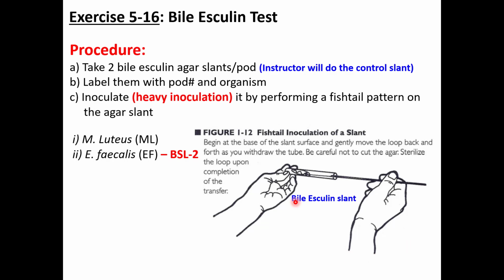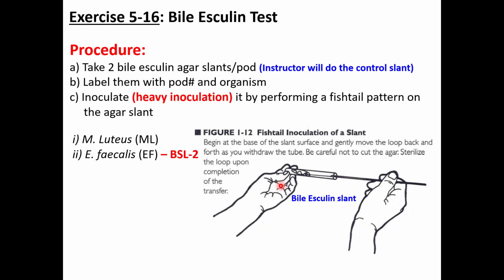So this test would be very simple. We would take two slants. These slants for bile esculin look brownish, a little bit much darker than what we usually have for regular medium. And the only thing you would need to do for this is, in addition to labeling the tubes, of course, we would inoculate M. luteus and E. faecalis. And E. faecalis is a BSL2. You would have to be careful with this one.